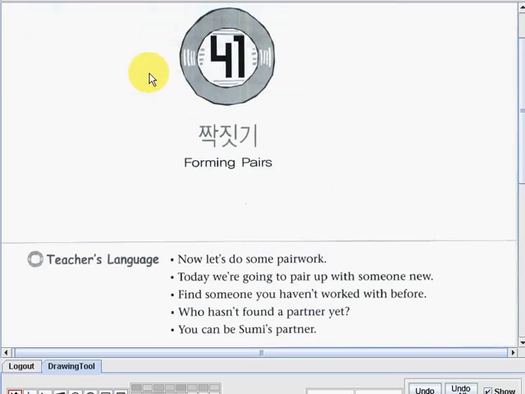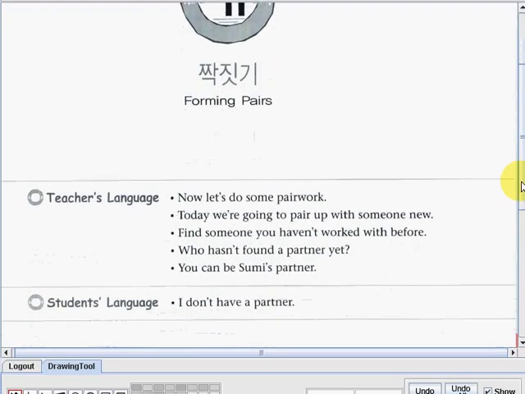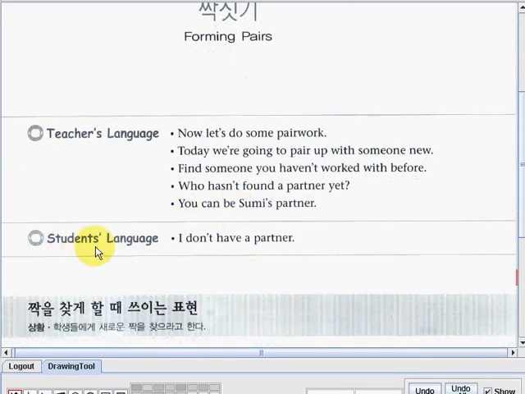Alright, starting with lesson number 41, again the topic is forming pairs. Now, the teacher's language would be like this one. Now, let's do some pair work. Today, we're going to pair up with someone new. Find someone you haven't worked with before. Who hasn't found a pair partner yet? And the last one, you can be Sumi's partner. So that's forming pairs. Now we have here the student's language.